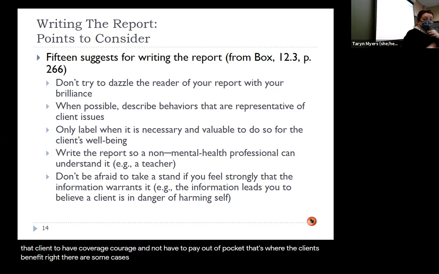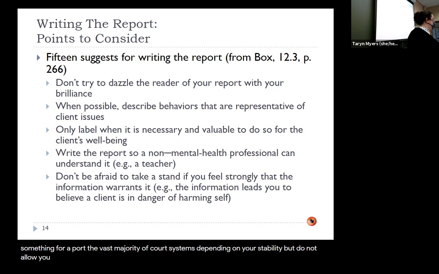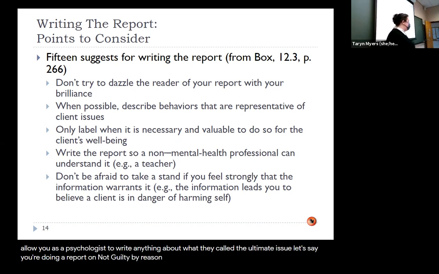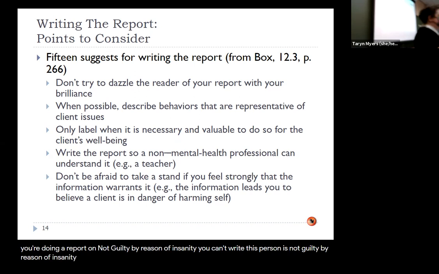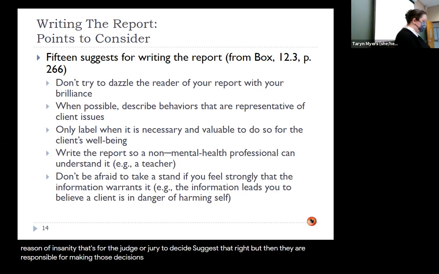There are some cases where you're not allowed to do this. So let's say you are doing something for a court. The vast majority of court systems, depending on municipality, do not allow you as a psychologist to write anything about what they call the ultimate issue. Let's say you're doing a report on not guilty by reason of insanity. You can't write, this person is not guilty by reason of insanity, because that's for the judge or jury to decide. You can put all the information that suggests that, right? But then they are responsible for making those decisions.